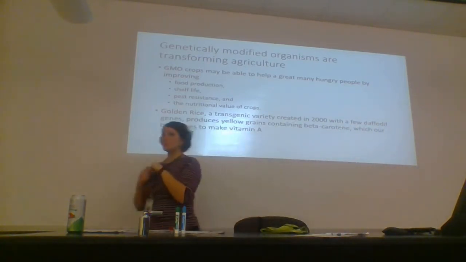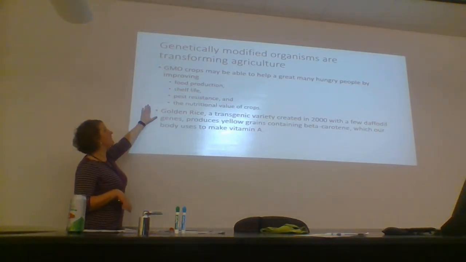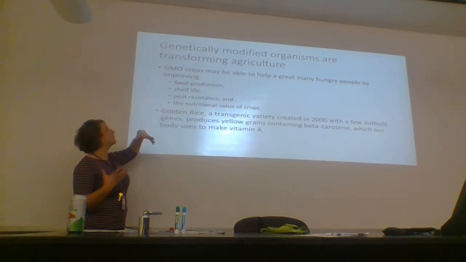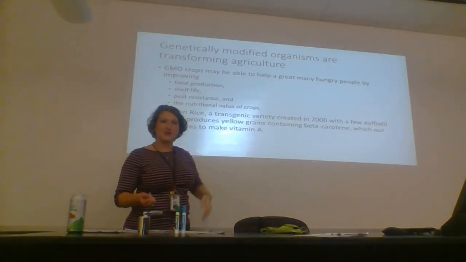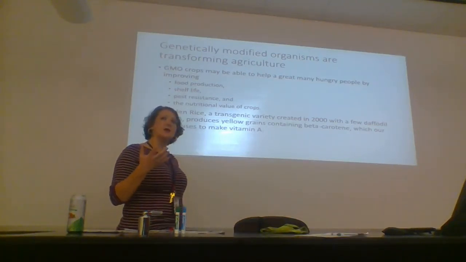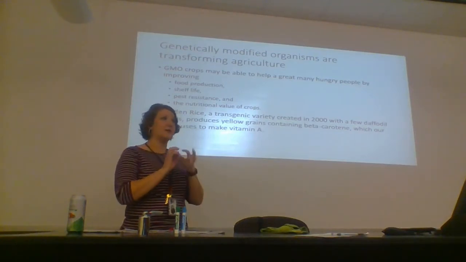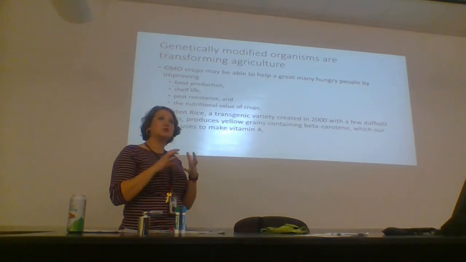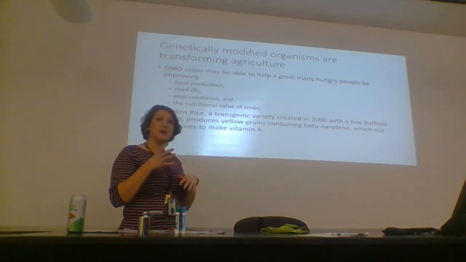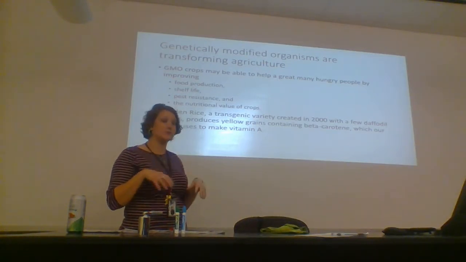What's the whole point of solving some of these problems? GMO crops may be able to help a great many hungry people by improving food production. We can get more out of it. There's potential shelf life. Pest resistance is a big one because, again, it's partly a consumer issue. When we go to the grocery store, we like to buy produce that looks nice, without little holes or blemishes. So part of that is that certain plants have been genetically modified to resist insects chewing on them, which is what ends up happening.